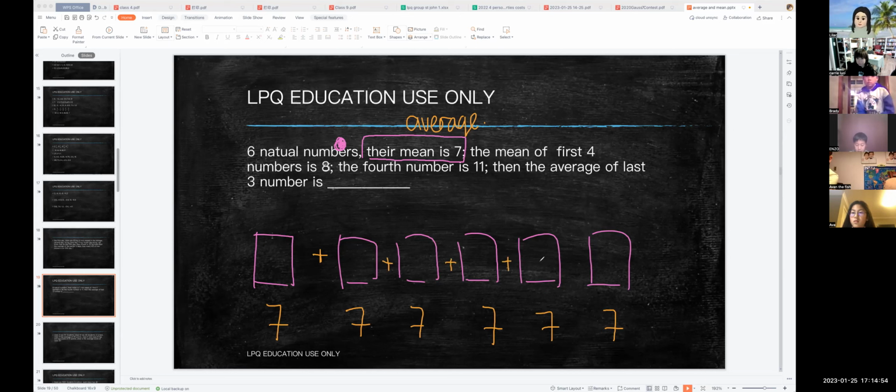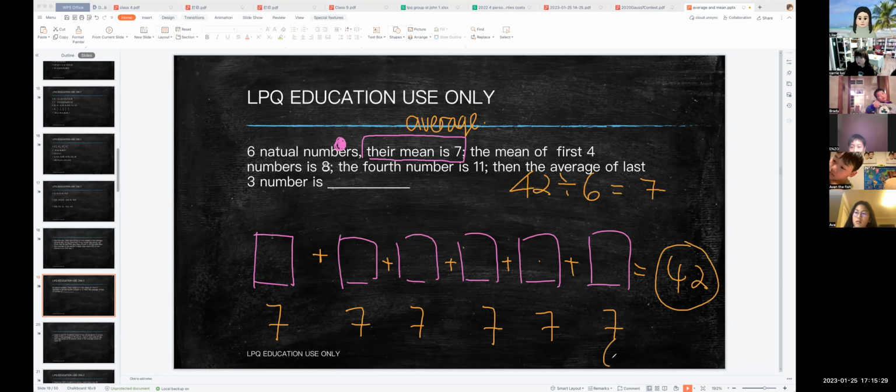Everybody, what do I know from it? Okay, Ava. That when they all add together, it's 42. Great job. Very good. Because now I don't know originally what they are, but I know that if I add them together, they are 42. Understand, Athene? Understand, Ava? Because 42 divided by 6 equals what, Emma? 7. So we know 7 times 6 equals 42. So we know all these numbers added together equal 42.